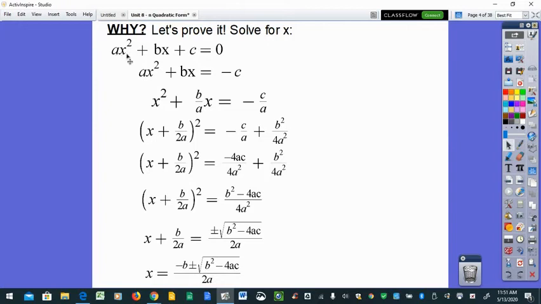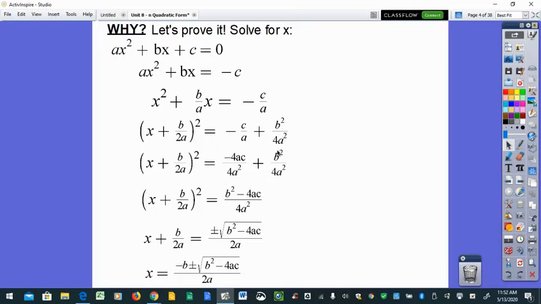So I'm going to start with ax squared plus bx plus c equals 0, the standard form of a quadratic. I'm going to subtract the c from the other side to get it ready to complete the square. I don't know what a is, so I'm going to divide everybody by a to make sure that there's a 1 in front. So I divide this guy by a, and I divide that guy by a. The next thing I'm going to do is take b over a and divide it by 2, which would give me b over 2a. There it is. And I'm going to add it to the left, and I'm going to add it to the right.